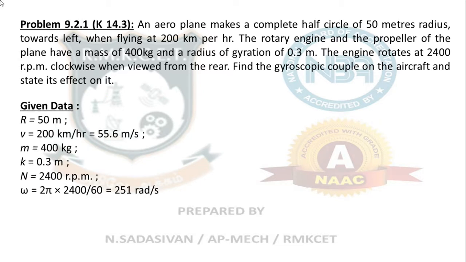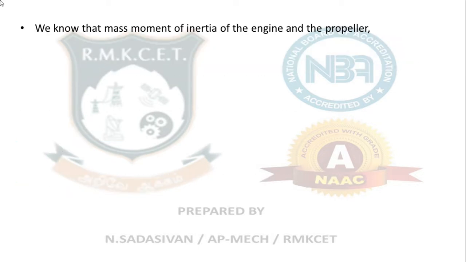Path radius is taken as capital R here. So capital R is 50 meter. Velocity of the aircraft is 200 kilometers per hour. Now convert that into meter per second. It comes to 55.6 meter per second. I think you know how to do this. Mass of the propeller is 400 kg and its radius of gyration is 0.3 meter. The propeller goes around at 2400 rpm. Convert that using 2 pi N by 60. You will get 251 radians per second. Keeping all these data in hand, I am going to move into the calculation.